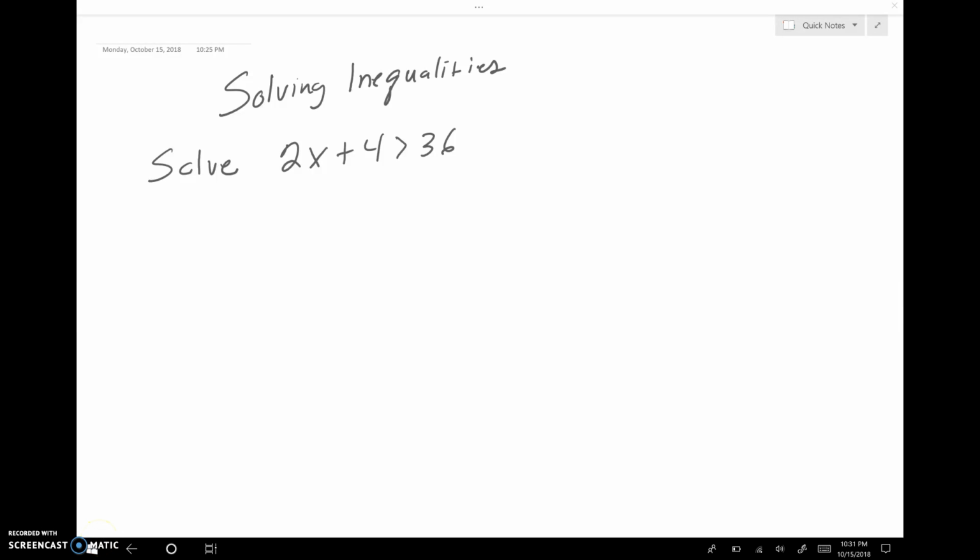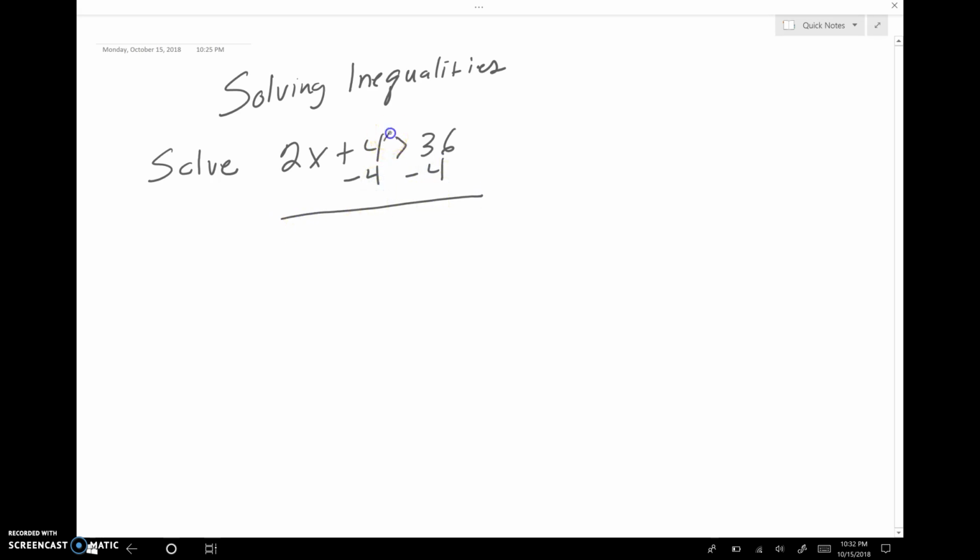Today, we'll be solving inequalities. Here is a given inequality. We have 2 times x plus 4 is greater than 36. Our first step would be to subtract 4 from both sides of the inequality.